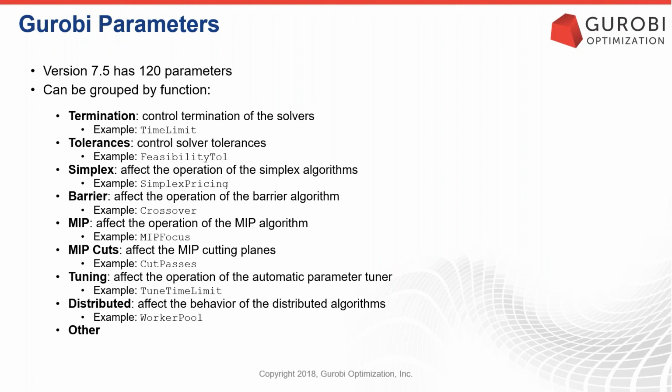Then, of course, there are parameters that affect the behavior of our algorithms for continuous problems or continuous problems that we solve within integer problems. And these are parameters regarding simplex and barrier. So you can change, for example, the pricing or the norm. And for barrier, you can, for example, change the crossover strategy.